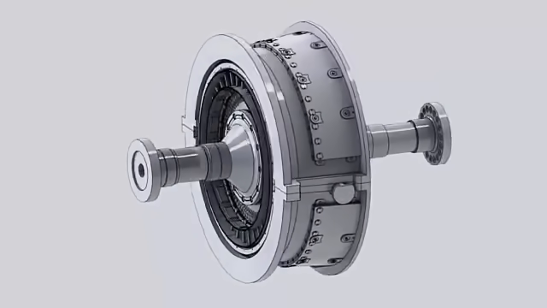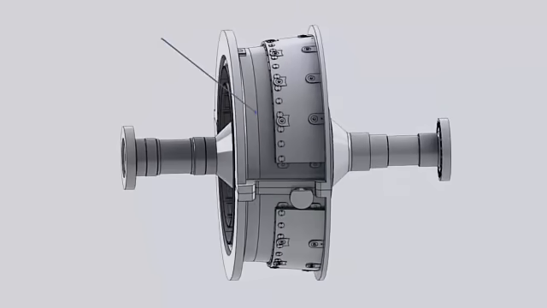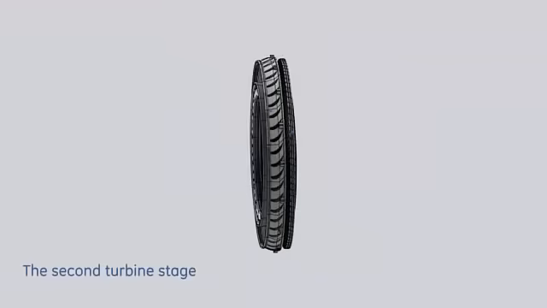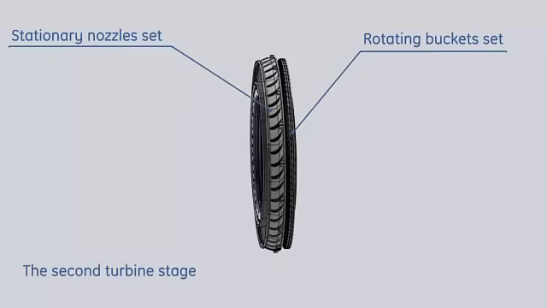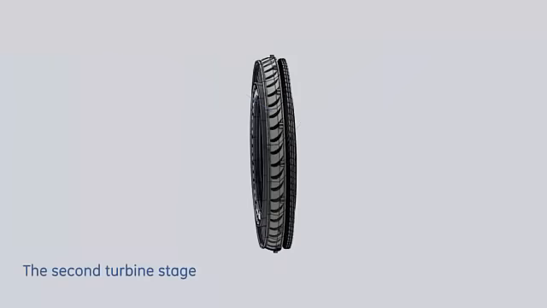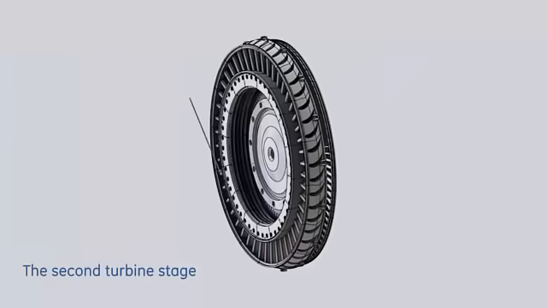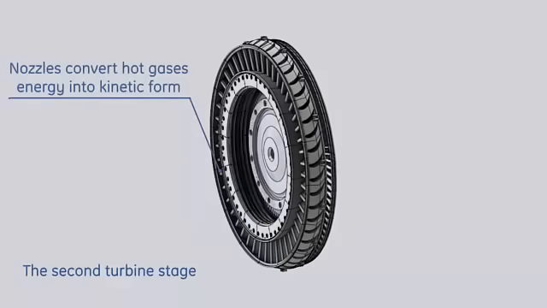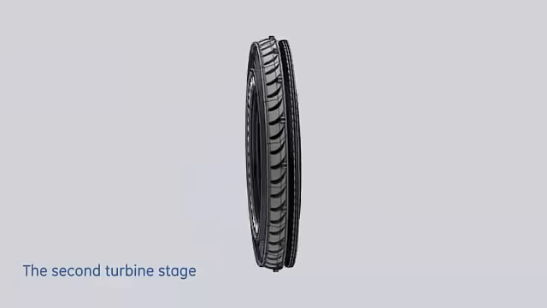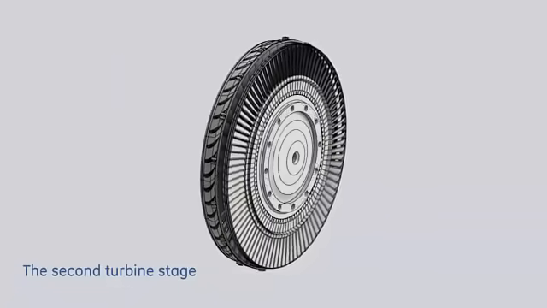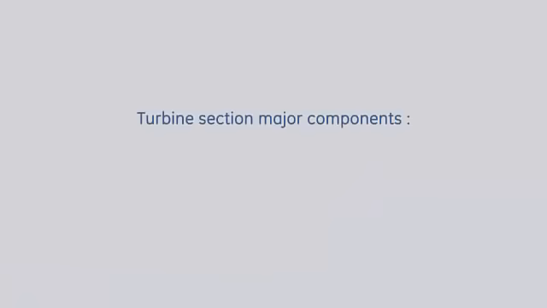The turbine section consists of 3 stages. Each stage consists of a set of stationary nozzles, followed by a set of rotating blades. The stator nozzles convert the energy in the hot gases leaving the combustion system into kinetic energy and direct the gases at the proper angle to rotate the moving blades to produce the mechanical rotational energy. The turbine section consists of the turbine stator, the turbine rotor.